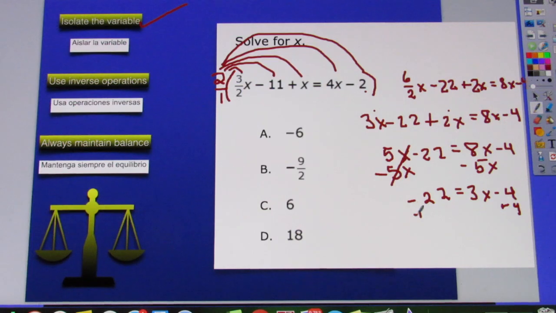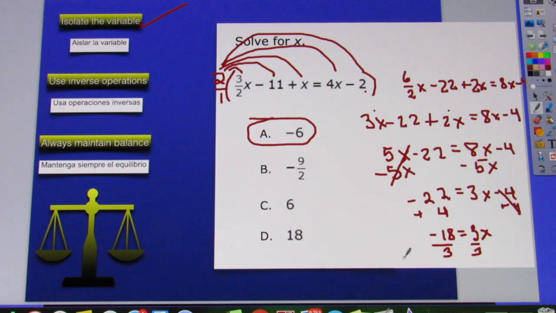And I have to be perfect with my integers here because some kids struggle with that a little bit, and we really need to work hard on that to be successful in algebra. But negative 22 plus 4 is negative 18. That'll equal 3x because this zeroed out. By using my inverse operations, I have multiplication, so now I divide. And negative 18 divided by 3 is negative 6.